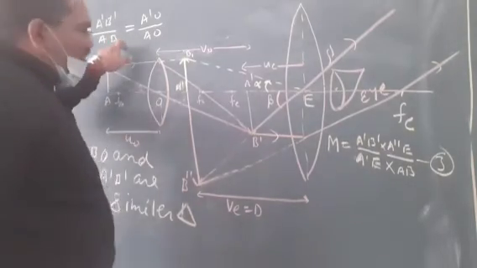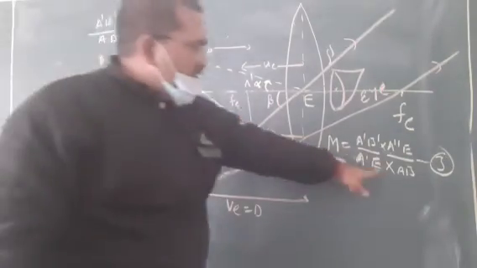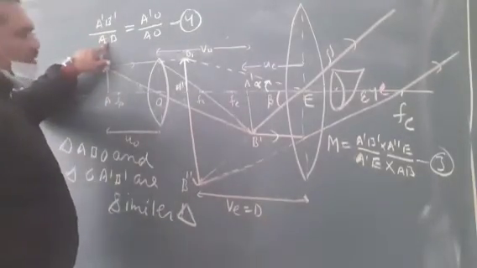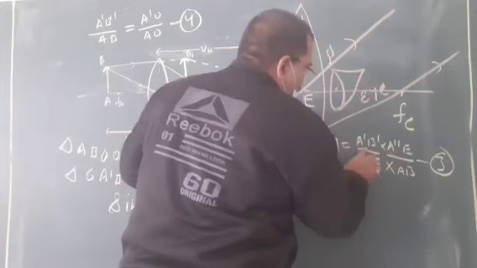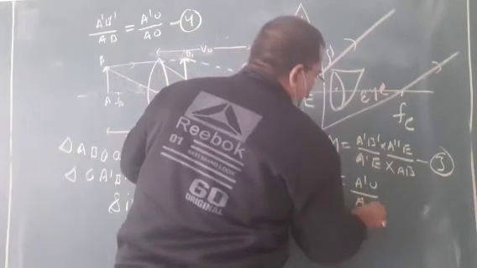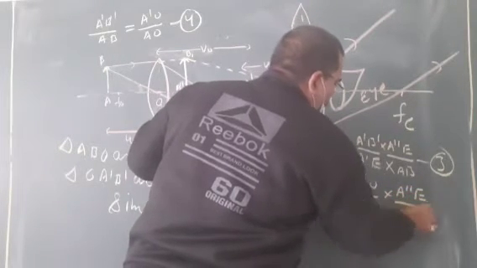Put this value of equation 4 in equation 3, A'B' upon AB. So here we get A'B' upon AB equal to A'O upon AO into A''E upon A'E.